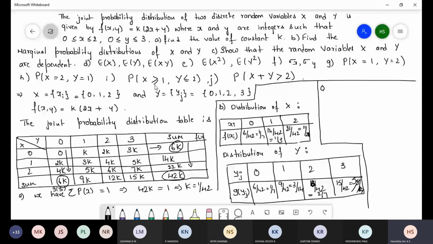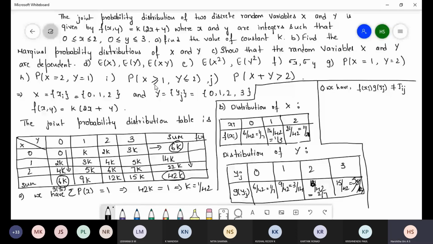To show dependence, we check whether f of xi into g of yj is not equal to the joint probability. If it is not equal, then we can say it is dependent. If it is equal, then we can say it is independent. So here f of xi into g of yj means we can see 1 by 7 into 1 by 7, 1 by 49.